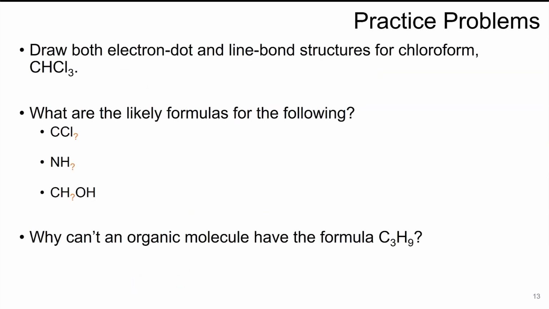Here are a couple of practice problems. You can pause the video if you want and try to work out the problems on your own before you come back to look at the answers. We're looking at drawing both electron dot and line bond structures for chloroform. Chloroform is CHCl3. You can start with carbon, which has 4 valence electrons. Hydrogen has 1. And chlorine has 7. And we have 3 of those. One of these can form a bond together. One of these can, and then the other chlorines can as well.